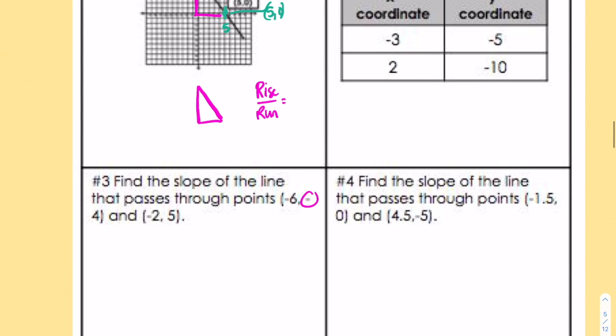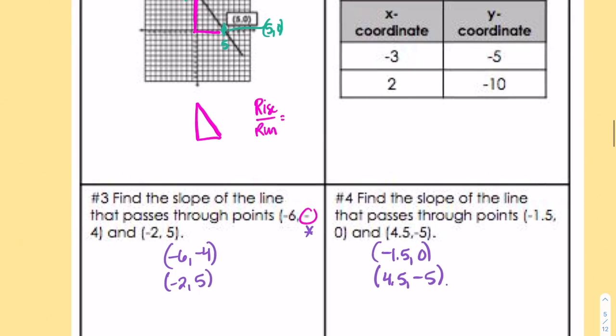Number 3, I just want to point out that a negative got hung on that second line. So the points are (-6, -4). Don't forget that negative sign. And (-2, 5). And then for number 4, the points are (-1.5, 0) and (4.5, -5).